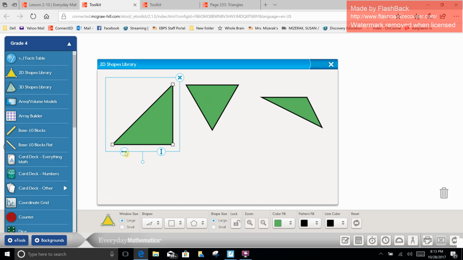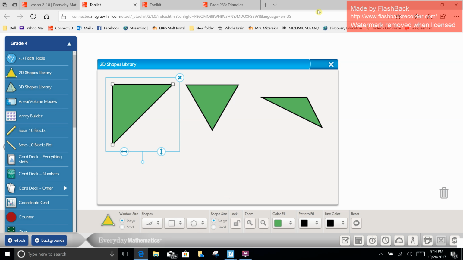If I flip it, I still have 1 right angle. No matter what position I put this triangle in, I have 1 right angle. The right angle is also the largest angle on this triangle. These 2 angles are acute. So I have my right triangle, my acute triangle, and my obtuse triangle.